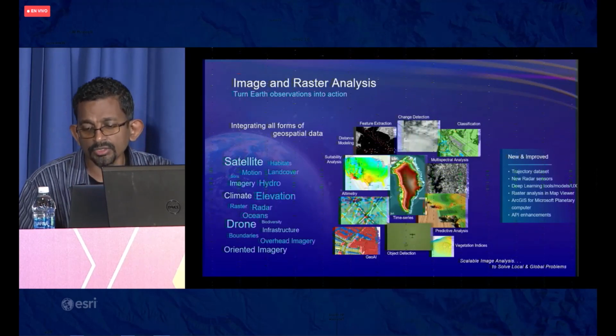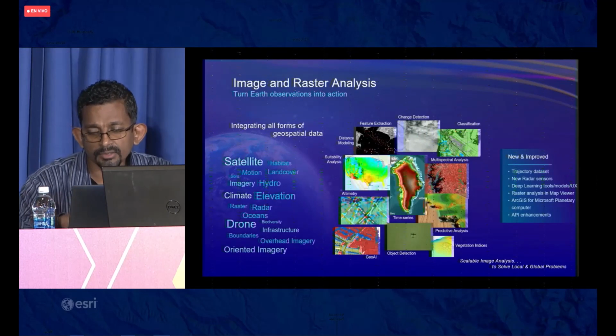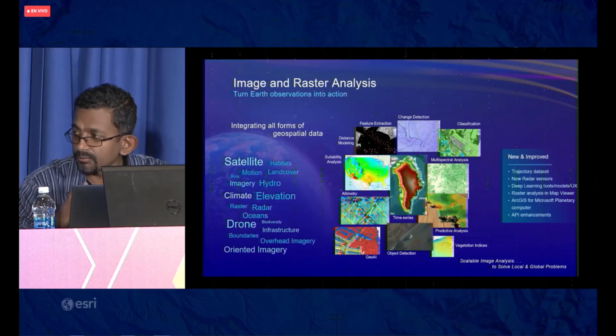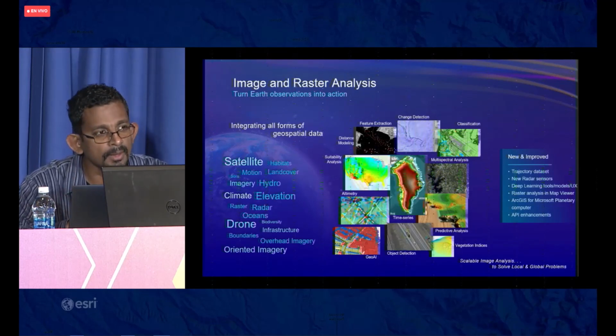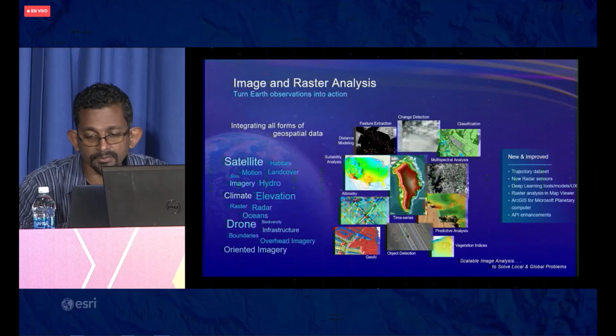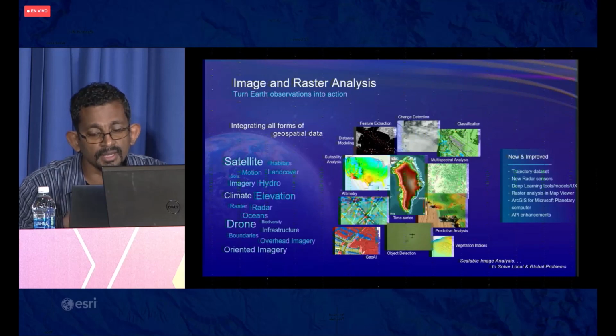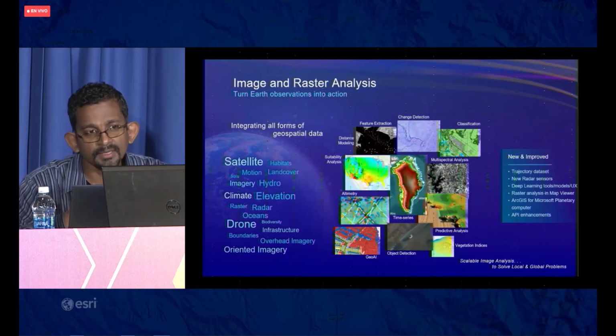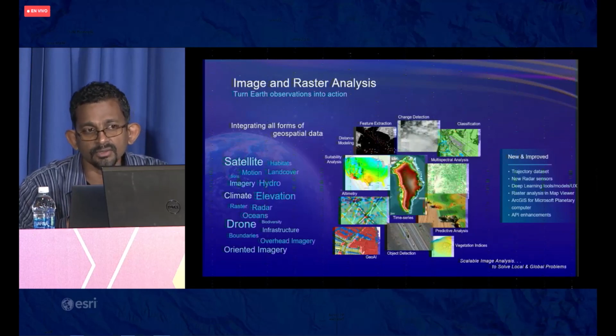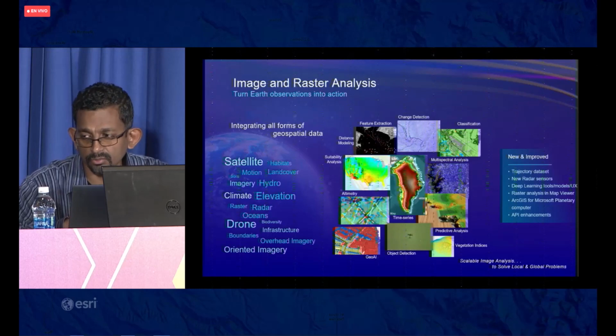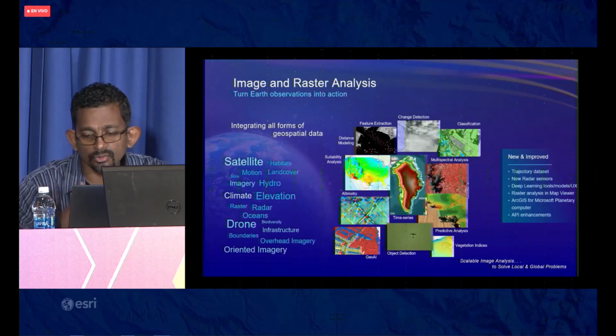Now, what's new and improved? We've added support for the trajectory data set, which Peter's already talked about. We've added new analytical capabilities on the trajectory data sets. There are new radar sensors and new processing capabilities on these radar sensors. Deep learning is an evolving topic, and I'm sure you've seen a lot of sessions already at this UC. So we've added new tools, new toolboxes, and more than 30 different pre-trained models.